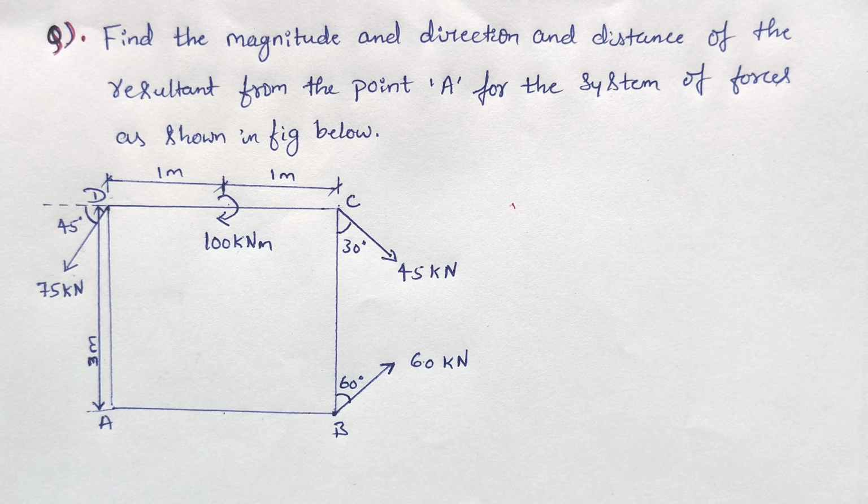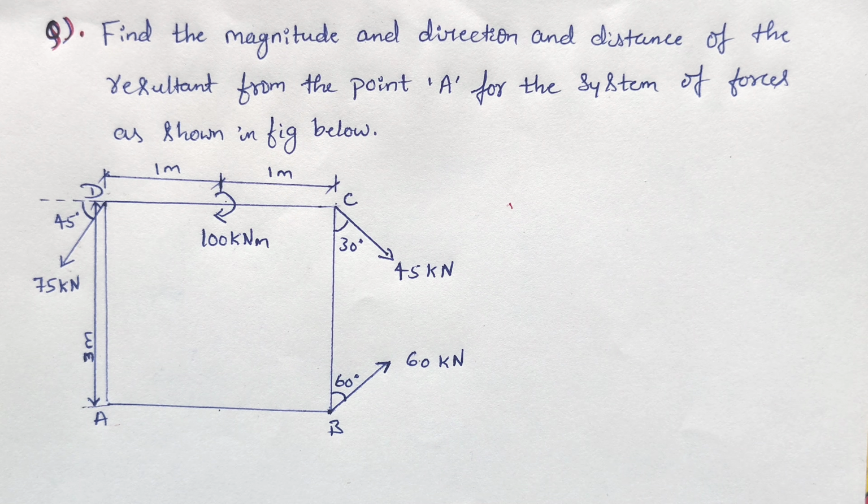Okay, the problem says find the magnitude and direction and distance of the resultant from the point A, for the system of forces as shown in figure. So there are three forces given and each are starting from a different point. That is why it is coplanar, acting on a same plane but non-concurrent, because no force is passing through a single point. Their line of action is very different. Correct. So let's dive into the problem now.